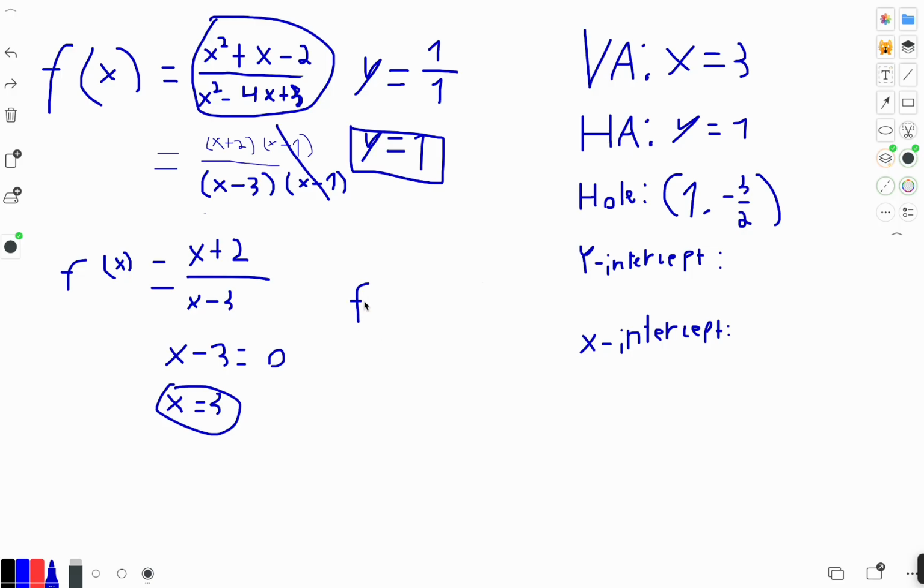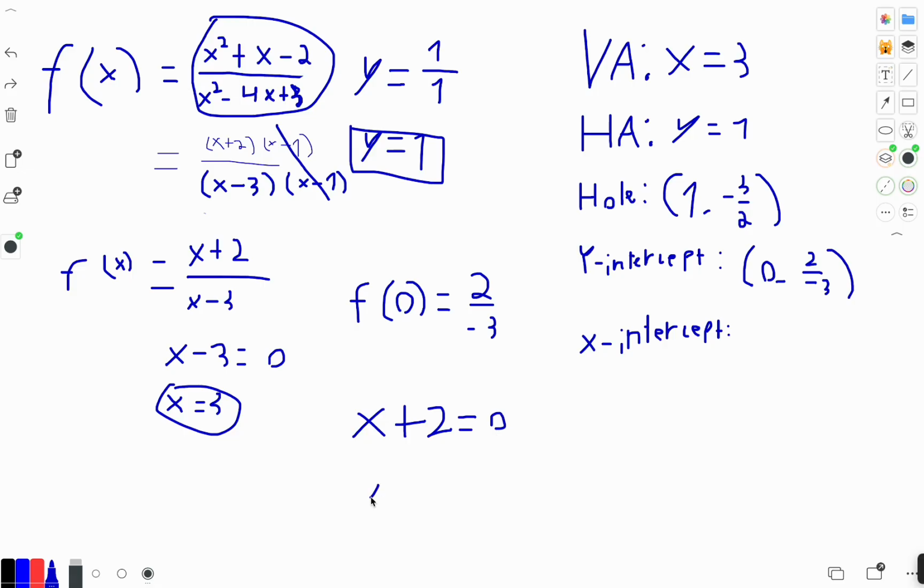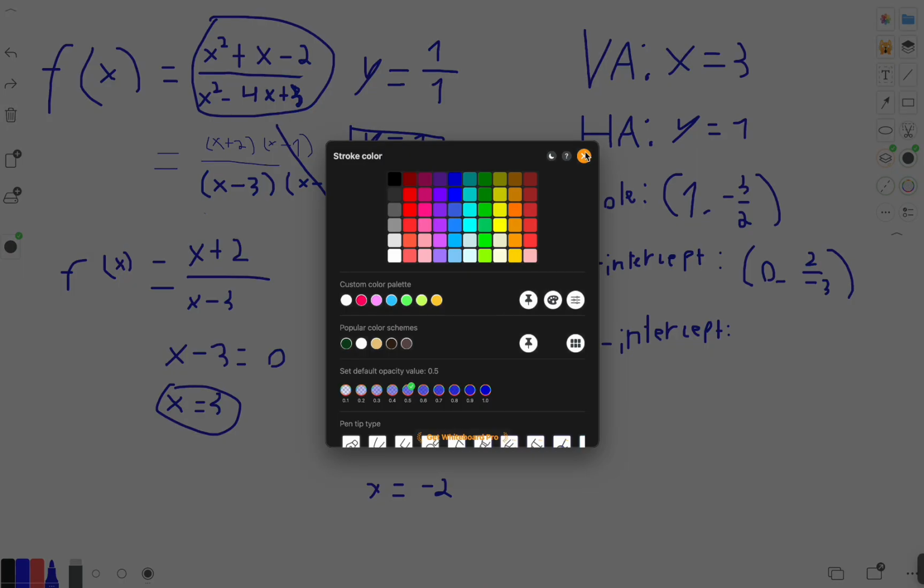Now, x-intercepts and y-intercepts are also easy. For our y-intercept, we just set x equal to 0 in our final equation. And we're going to get 2 over negative 3. So our y-intercept is going to be 0, comma, 2 over negative 3. X-intercept. Now, x-intercept, we use a little different process, right? We just set the numerator equal to 0, right? I'm going to get x is equal to negative 2. And this is our x-intercept, right? It's negative 2, comma 0.